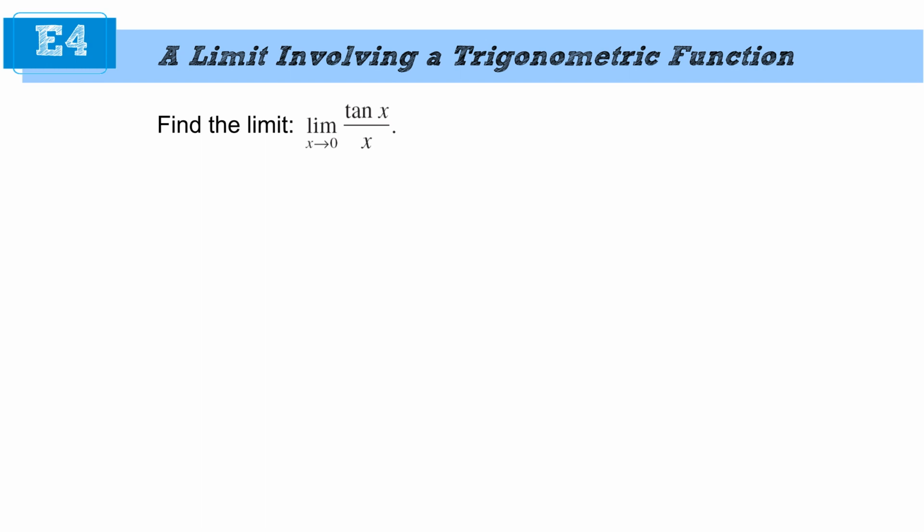What's the tangent of 0? 0, very good. So, step 1, plug and chug. You get 0 over 0. Then what?